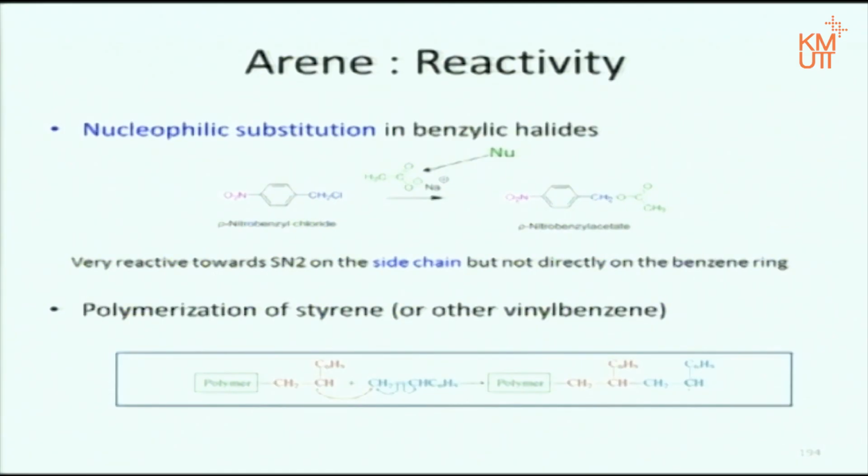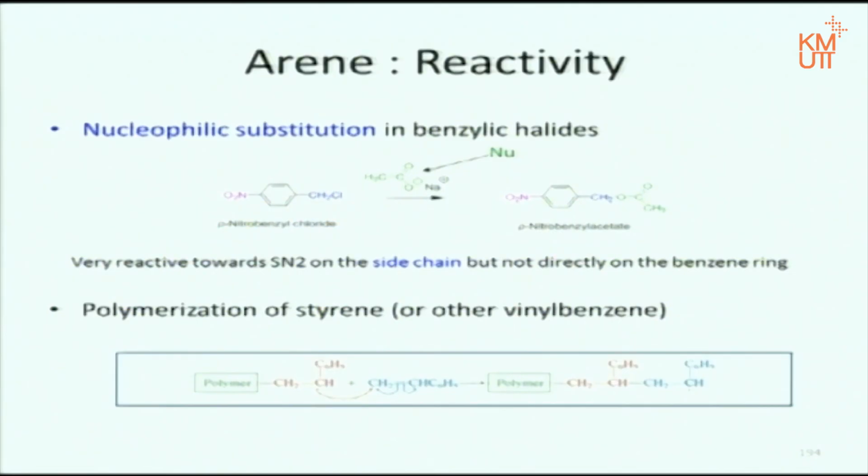Another reaction, the SN reaction, can occur on the substituent group also. This is the leaving group. So you can substitute chloride by a nucleophile and you get the product, but not directly on the benzene ring for the SN reaction. Another type of reaction, the last one, is for example polymerization. It also can occur on the double bond of the substituent group.